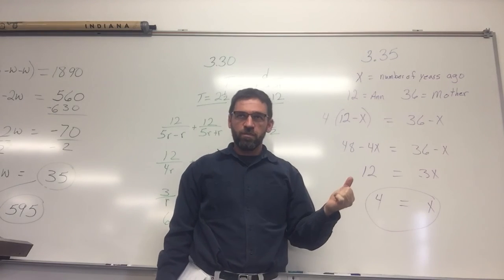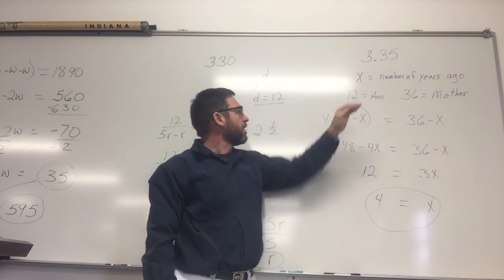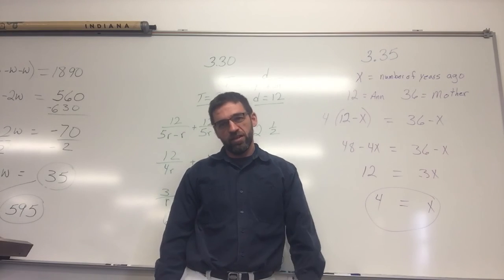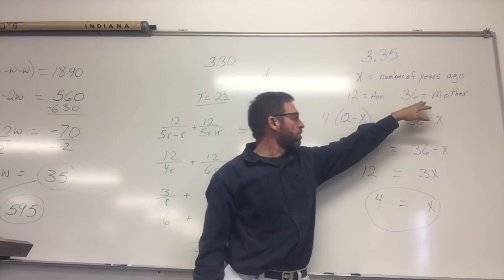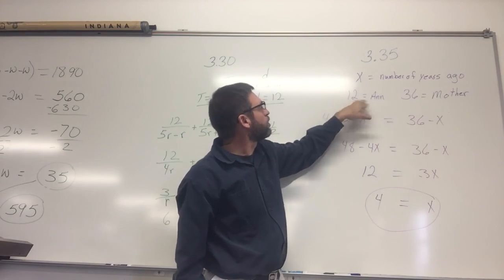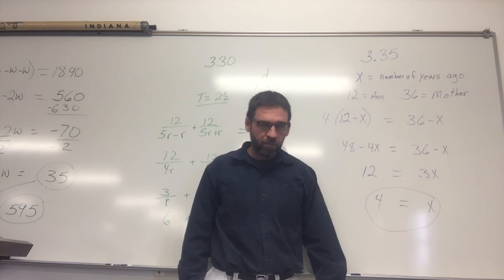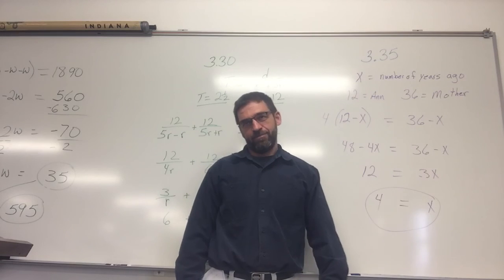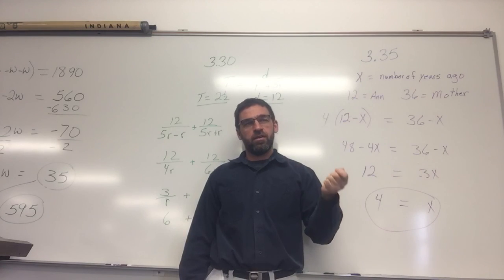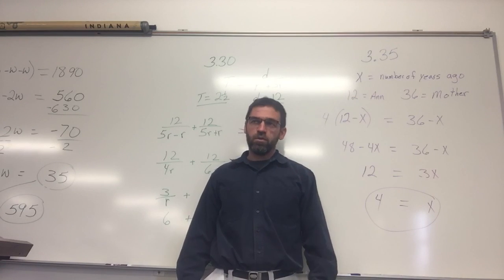4 years ago, Ann was 4 times her mother's age. So you have to subtract 4 off of 12 and 4 off of 36, if you want to know the exact ages. So when Mom was 32, Ann was 8. So when Ann was 8, her mother was 4 times as old as what she was, which is 32.